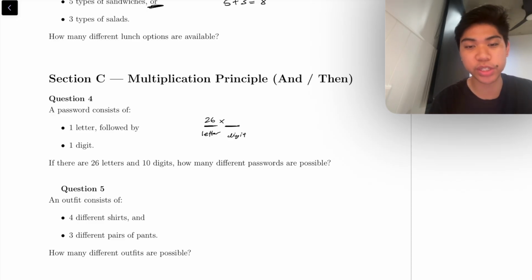Times, because we need to be using both the letter and the digit at the same time, sequentially, times the 10 possible digits, we get 260 different passwords that are possible.